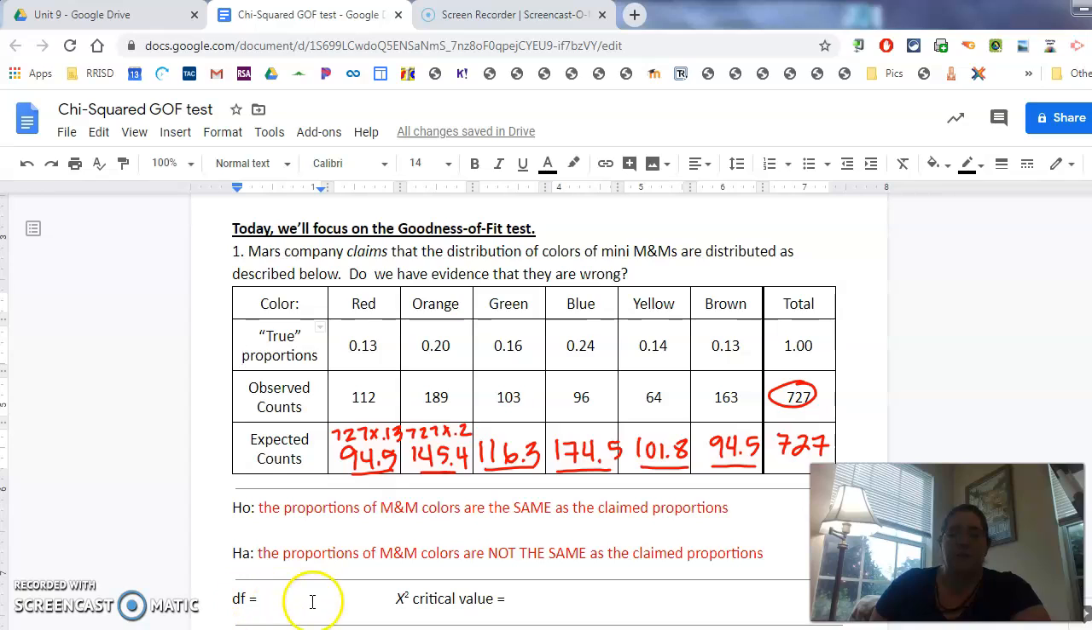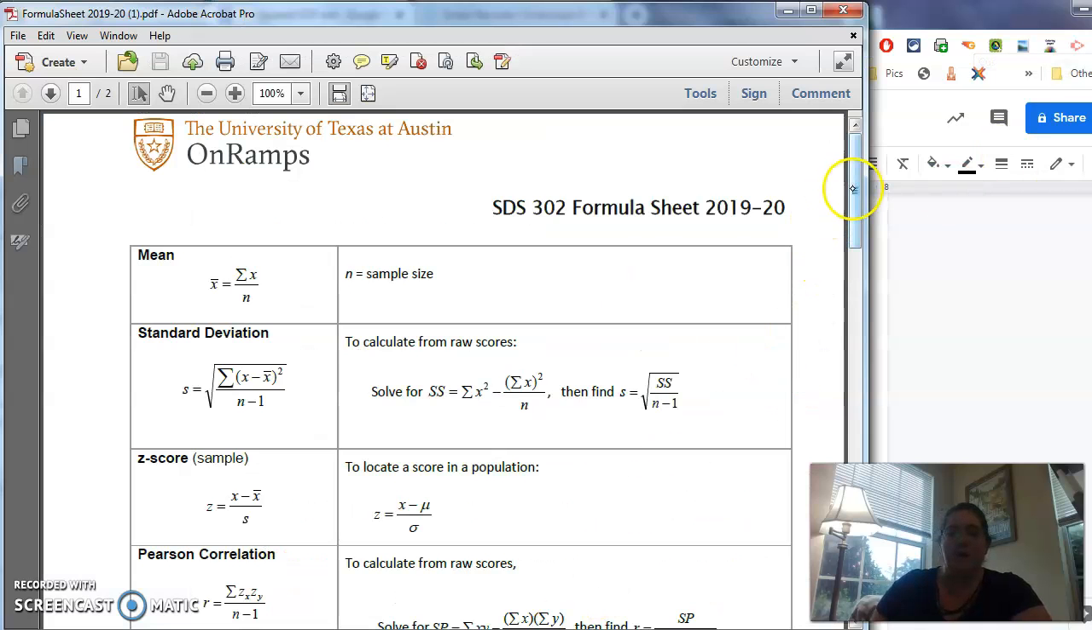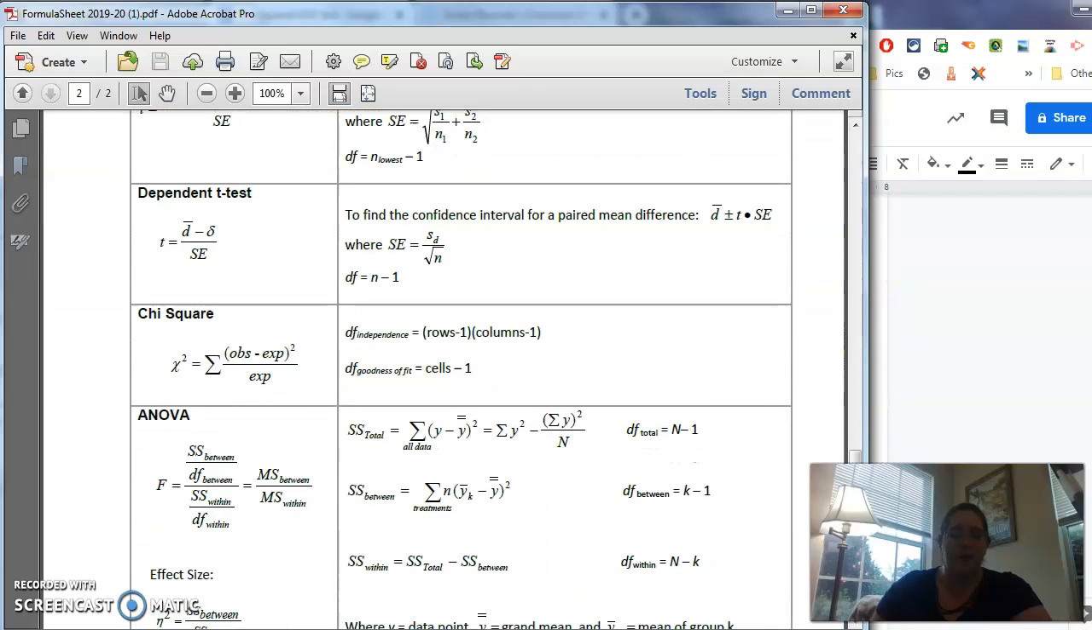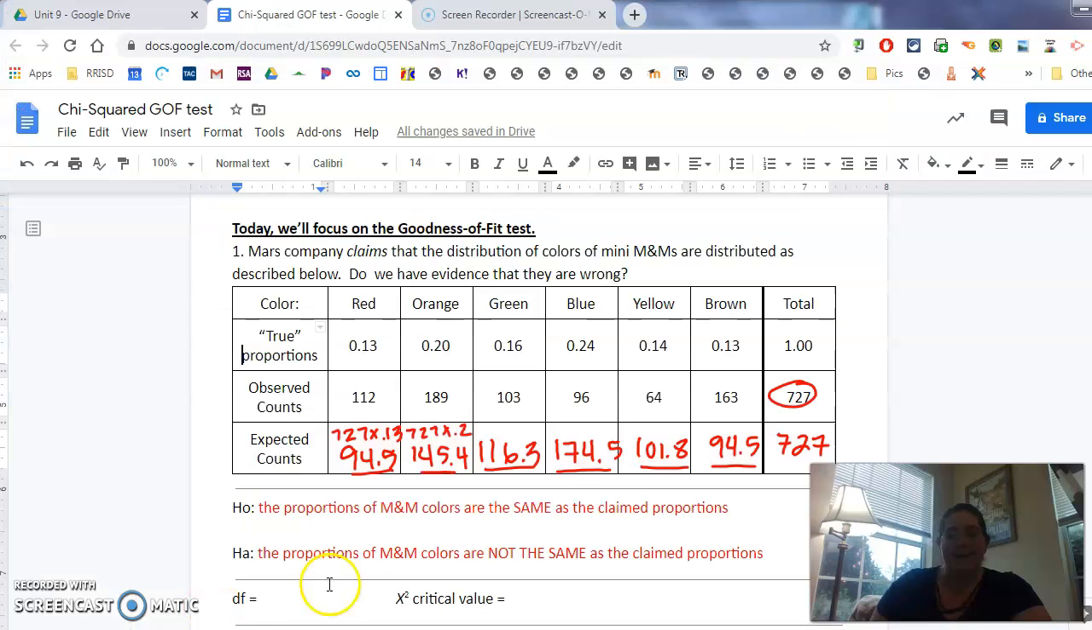The degrees of freedom for a chi-squared goodness of fit test is basically just the number of categories minus 1, and that is on our formula chart under the chi-squared part. Where are we at? Here we go. So chi-squared, it says DF goodness of fit is cells minus 1. So it's just the number of categories minus 1. So we have 1, 2, 3, 4, 5, 6 colors. So 6 minus 1 is 5. So that would be our degrees of freedom.